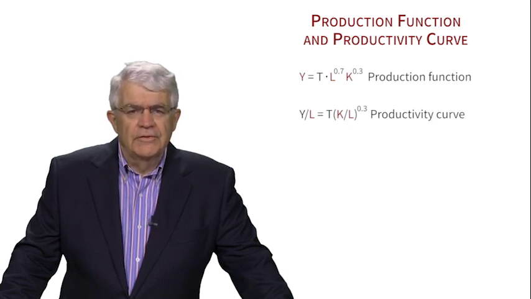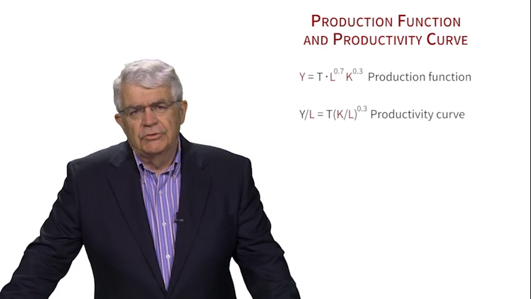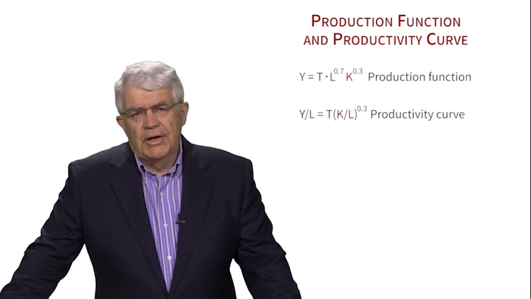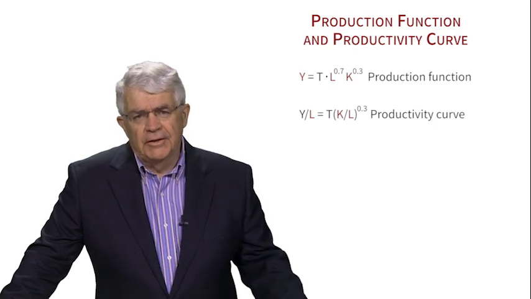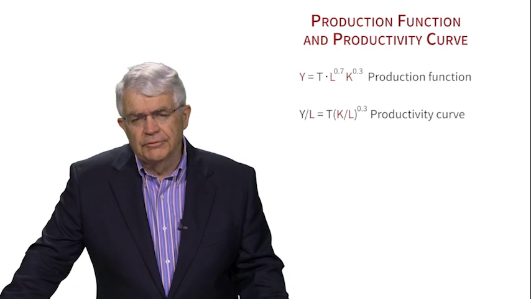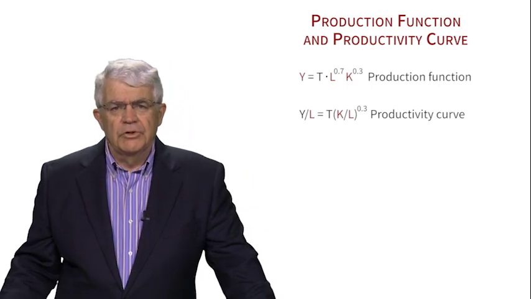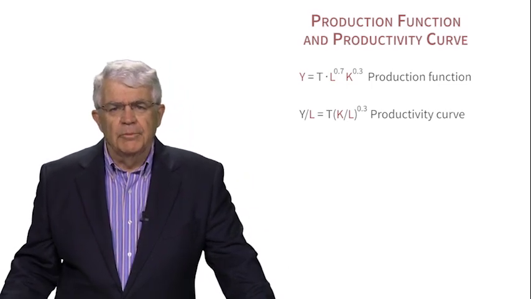So if you take this and divide both sides by L, you'll see on the left-hand side you have labor productivity, and on the right-hand side, because you're dividing L to the 0.7 by L, you'll have L to the 0.3 in the denominator. So you have T times K over L raised to the 0.3 power. And so you have productivity, Y over L, depending on capital per unit of labor, K over L. And you can see with that 0.3 exponent, it has this diminishing returns. And that's what we just showed in this diagram. So it's another way to think about it.